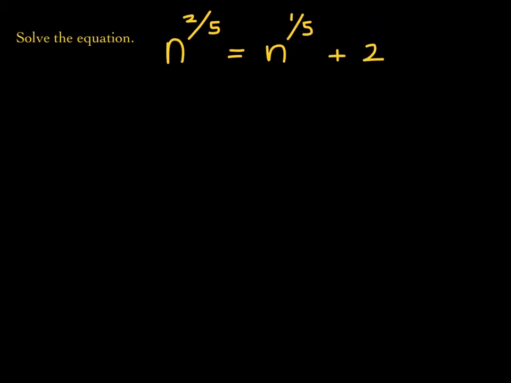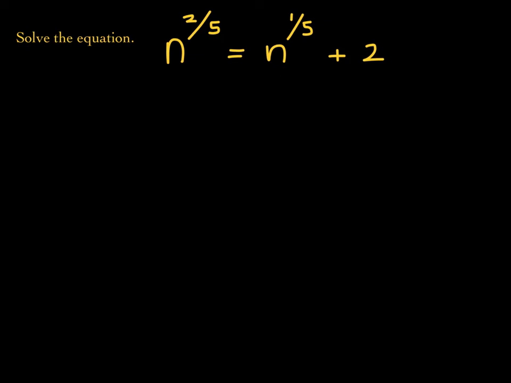Check out this next equation. It's n to the power of 2/5 is equal to n to the 1/5 plus 2. The first thing I really want to do is set this equal to 0. The previous two equations that you and I were looking at were both set equal to 0 already. This one is not. So I'm going to set this equal to 0 by collecting all my terms on one side. I'm going to choose to collect all my terms on the left side because I want my leading coefficient to remain positive. So basically, I'm going to subtract these two terms from both sides.